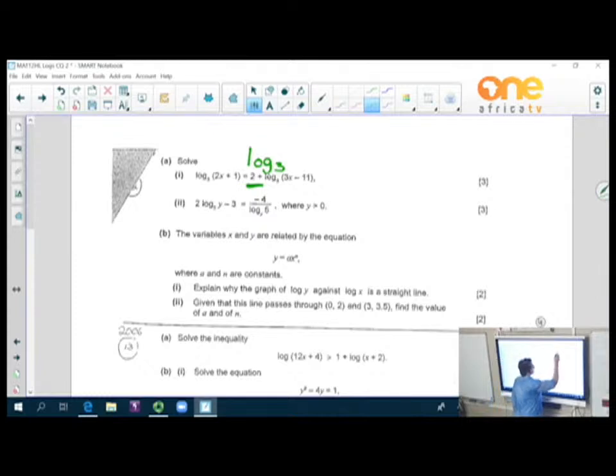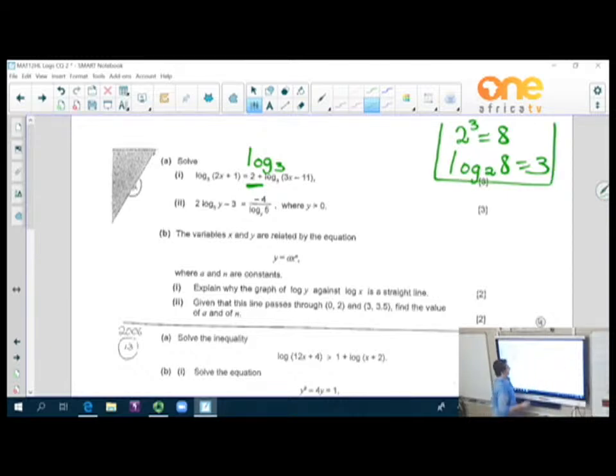Now remember, let's go back to 2 to the power of 3 is 8. Log base 2 of 8 is 3. Remember, when you're stuck, you go back to this. So where is this 3 now? That 3 is the index. This answer is the index. So we're looking at 3 to the power of 2 to find that value. And that's going to be 9.